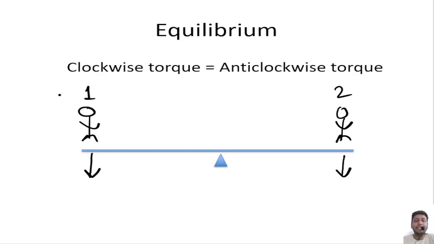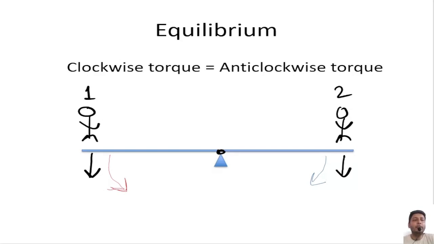So what you can see here is that person one, as the pivot point is here, will bring the torque or the turning effect in this direction like this. So that means he's bringing anti-clockwise torque. And similarly, if you see person two, what you will notice is that he is bringing torque in clockwise direction like this.